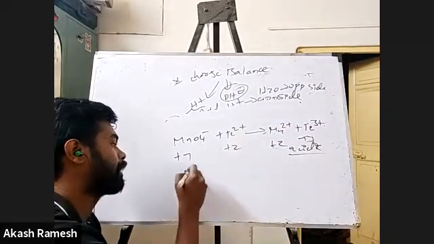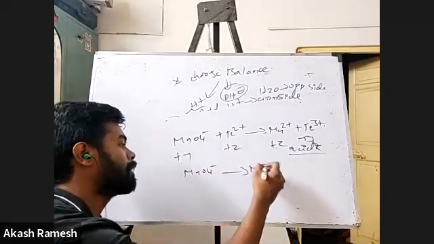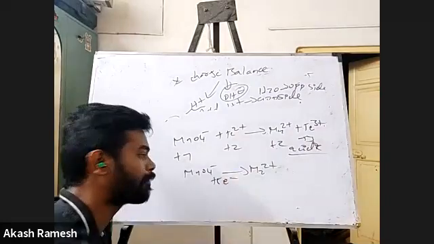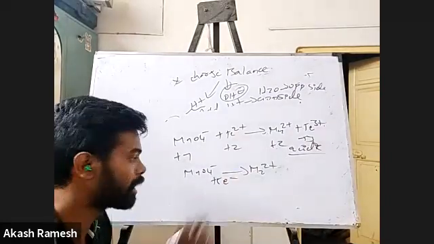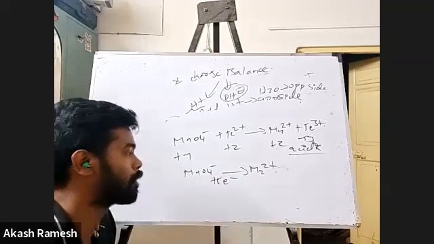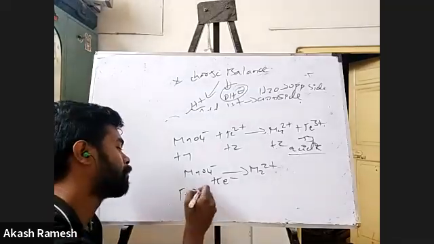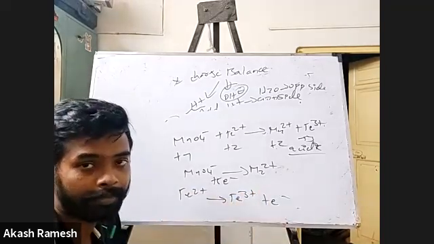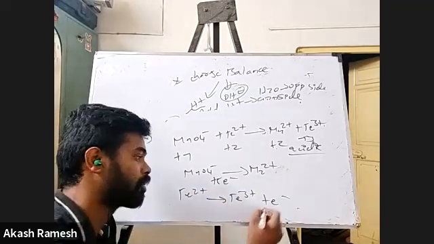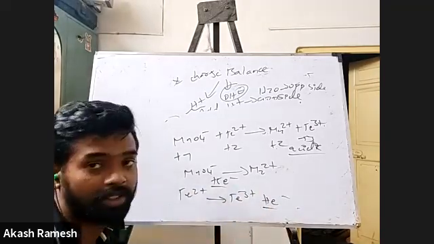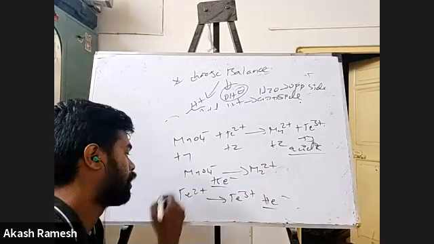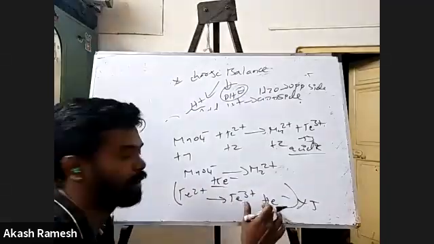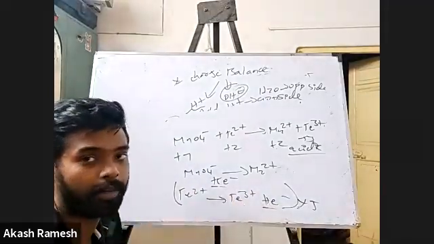First I'll see what is happening. MnO4 minus is becoming Mn2 plus. From plus 7 to plus 2, obviously this would have accepted 5 electrons to form Mn2 plus. Now Fe2 plus would have become Fe3 plus by losing 1 electron. Now what is the next step? I have to make sure that the number of electrons lost and the number of electrons gained are equal. The only way I can do this is if I multiply this reaction by 5, so the number of electrons will be 5, and then they will cancel when I add both.